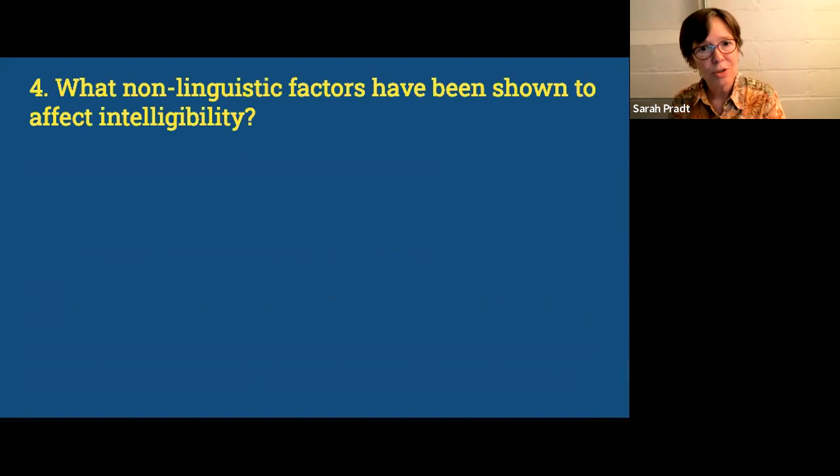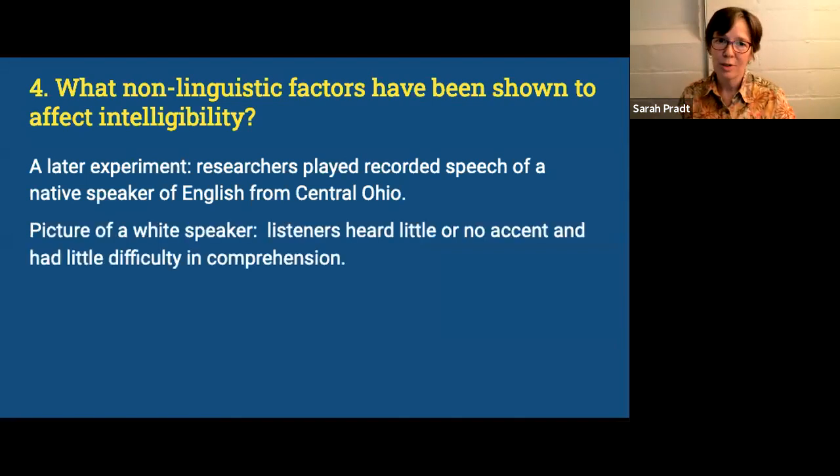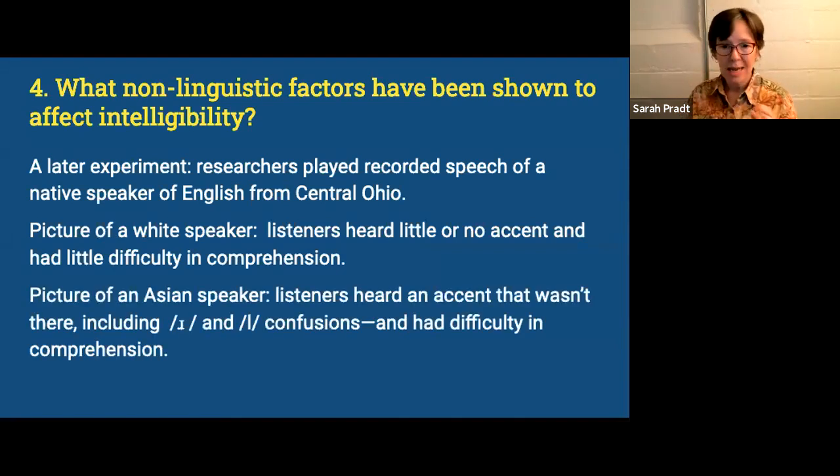All right, later researchers went one step further. They played recordings of a native speaker of English from Central Ohio. And a picture was shown to represent this person. You know where this is going, right? When the speaker was white, they heard little or no accent, and they had little difficulty in comprehension. When the speaker's picture was Asian, they heard an accent that wasn't there, including confusions of l and r. And they had difficulty answering comprehension questions. So they hallucinated an accent. It's what we can do as humans.